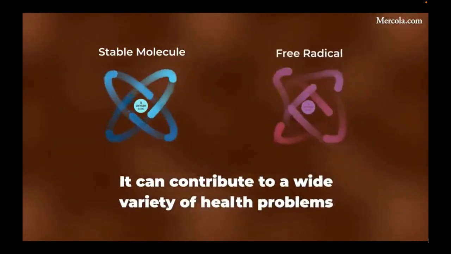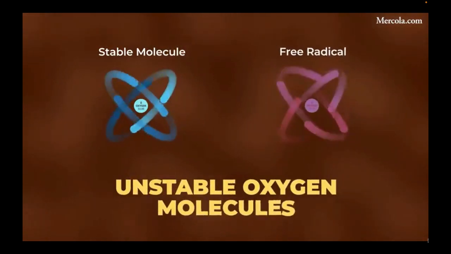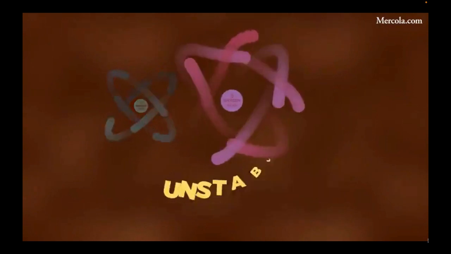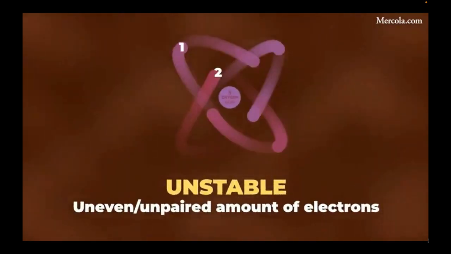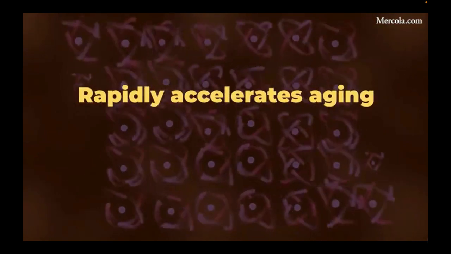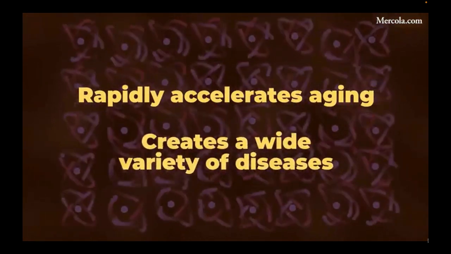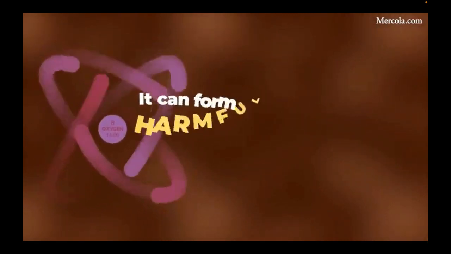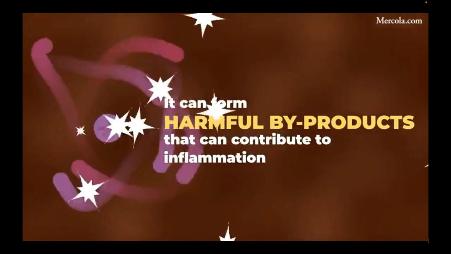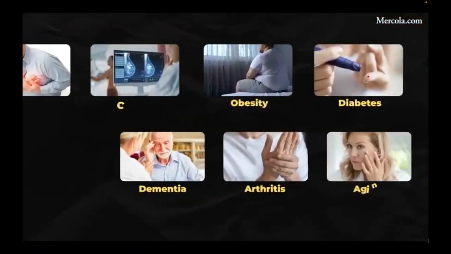But they're primarily unstable oxygen molecules, although there can be some nitrogen molecules also. Now, they're unstable because they have an uneven or an unpaired amount of electrons. When you have too many free radicals, you actually rapidly accelerate aging and create a wide variety of diseases. When these seed oils are damaged by oxidative stress, they form really harmful byproducts that contribute to inflammation and chronic degenerative disease.